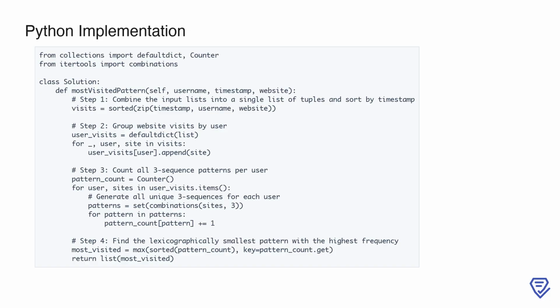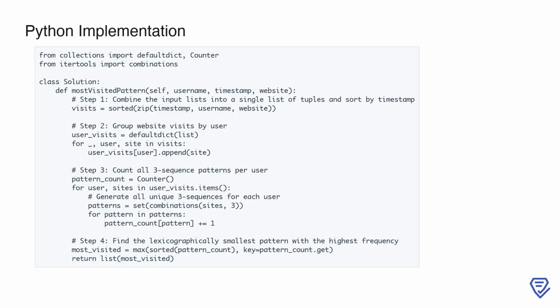Next, a dictionary user_visits is created to group website visits by each individual user. The keys in this dictionary are usernames, and the values are lists of websites visited by that user in chronological order. The third step involves generating all unique 3 sequence patterns of website visits for each user.